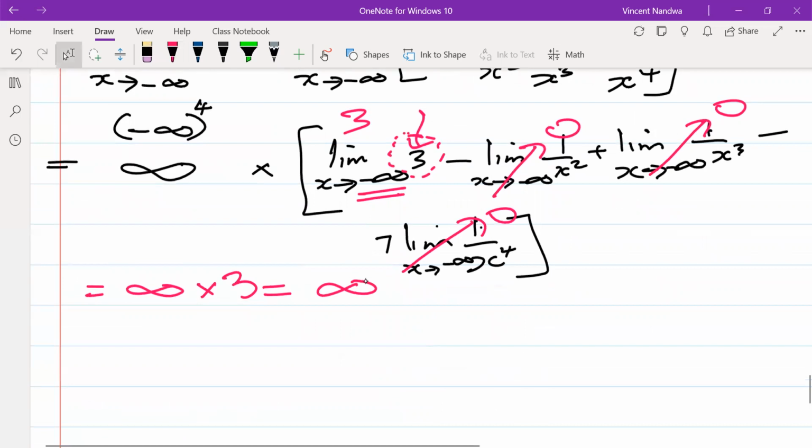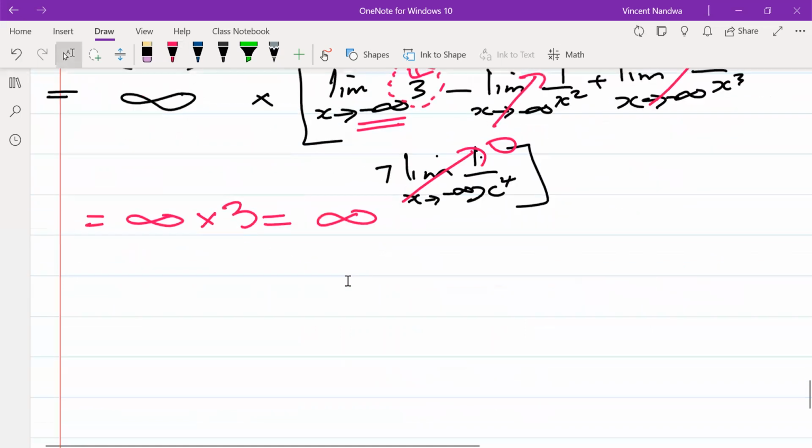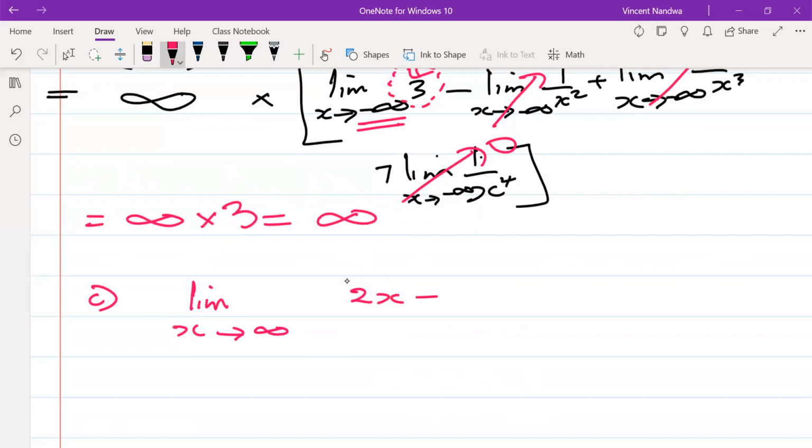Example 3. When you have a polynomial which doesn't involve a quotient, you try to introduce a quotient in a nice way of factorization and see how the limits behave. Now, if I have the limit as x approaches infinity of 2x plus 5 over x squared minus 7x plus 3.